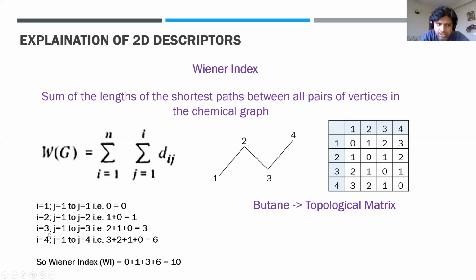So for 3 the values are 2, 1 and 0. Or the simplest way is you just add all the elements in one diagonal. So 1 plus 2 plus 3 plus 1 plus 2 plus 1, and the overall is 10. So this is the Wiener index. Very easy. You can calculate it for any molecule. What it is representing is the topology. Now the butane topology is represented by the number 10, which is the Wiener index.